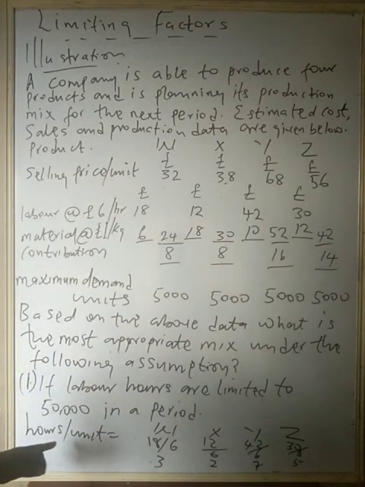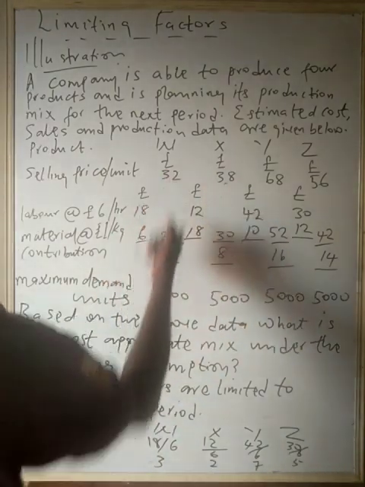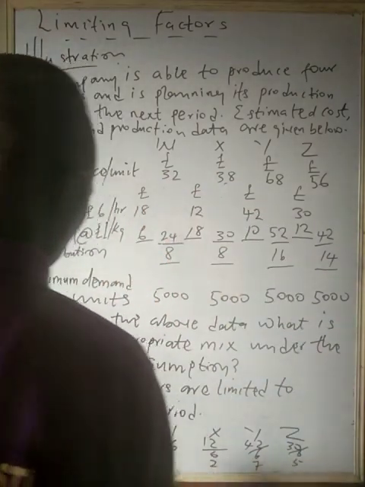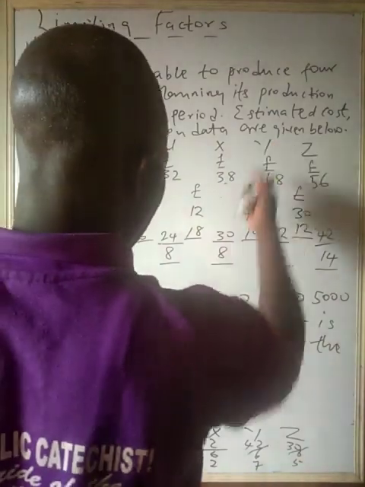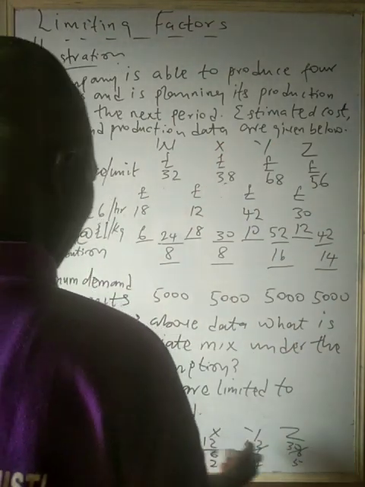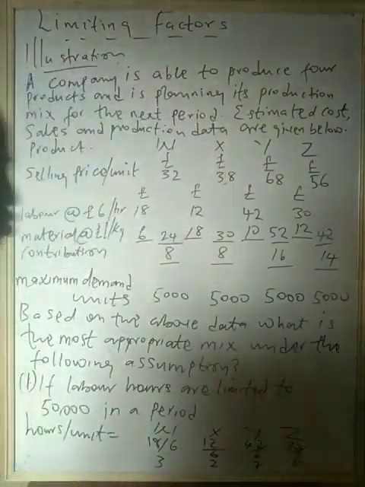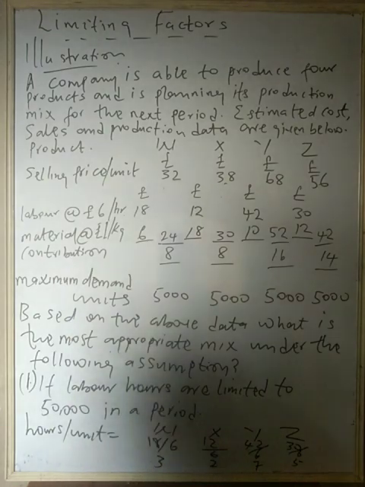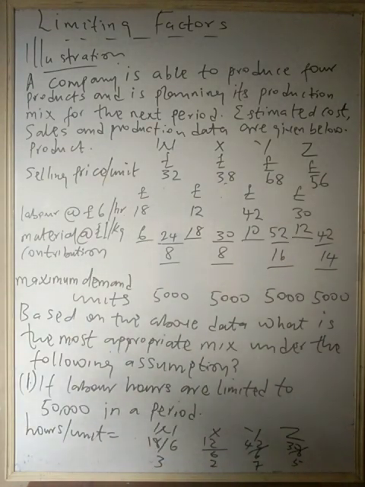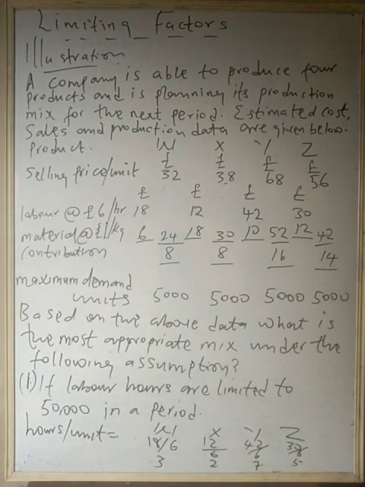That means hours per unit is now for product W 3, product X 2, product Y 7, product Z 5. So those are the hours per unit. We are talking about the limiting factor. I want to rub off the question now so that we can go to the solution.